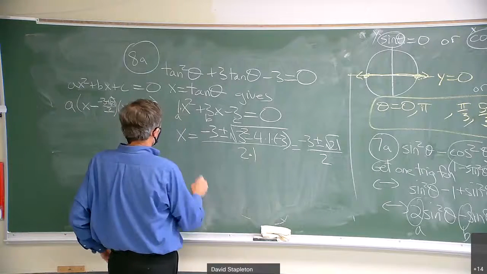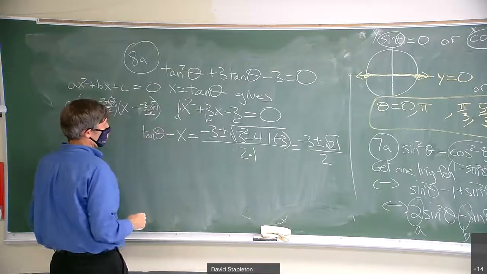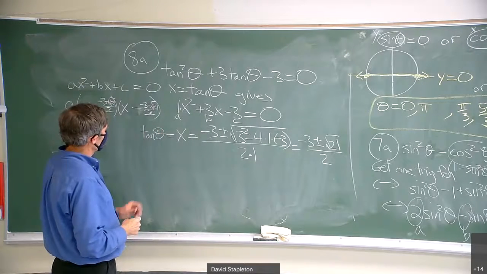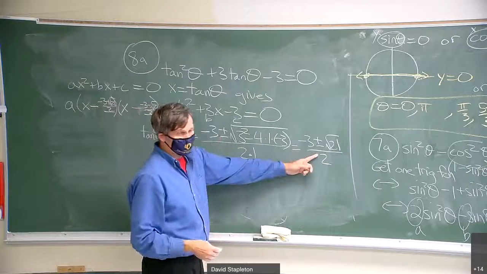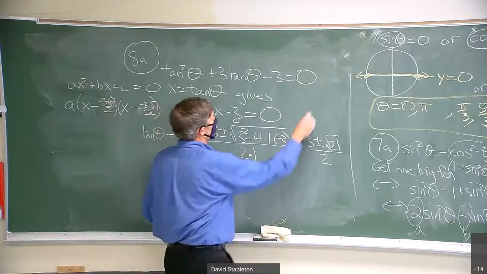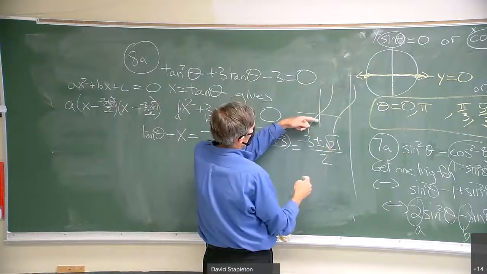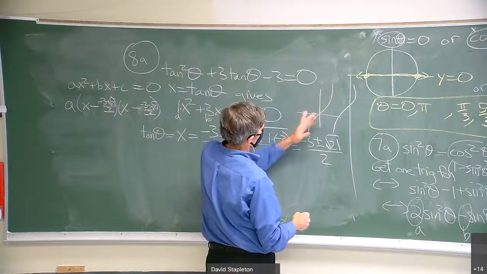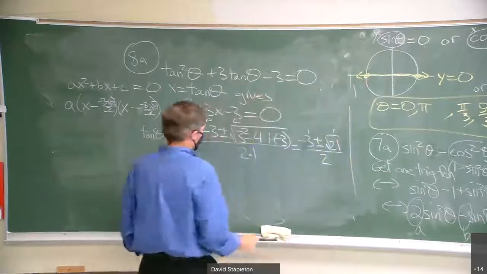So these are the two solutions, but x is tangent theta. So I need to find solutions to tangent theta equals these two numbers. Now tangent theta equals a number always has a solution, right? Tangent could be any number. Look at this graph. It looks like this, and it repeats. By putting in the right value of x, you can make y as big as you want. So these will both correspond to solutions. What are they?